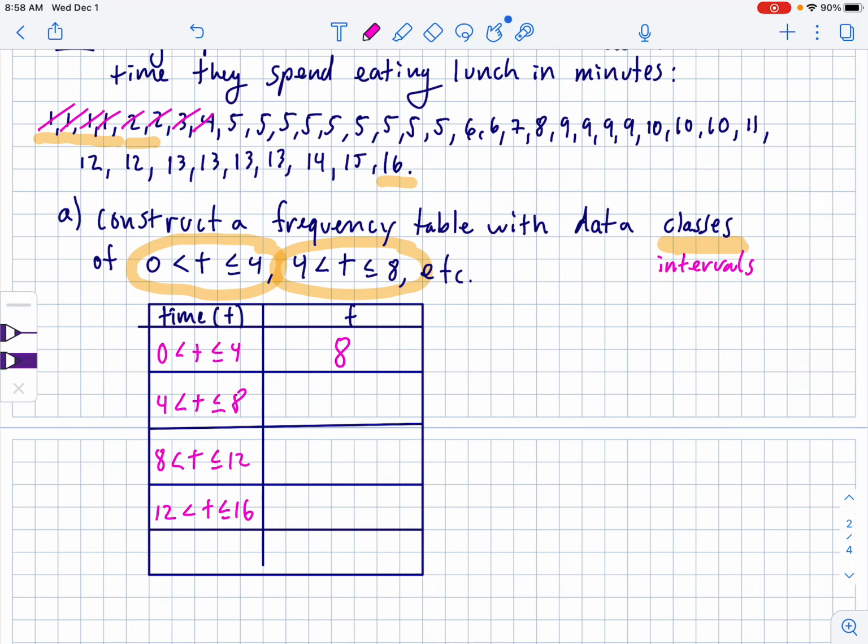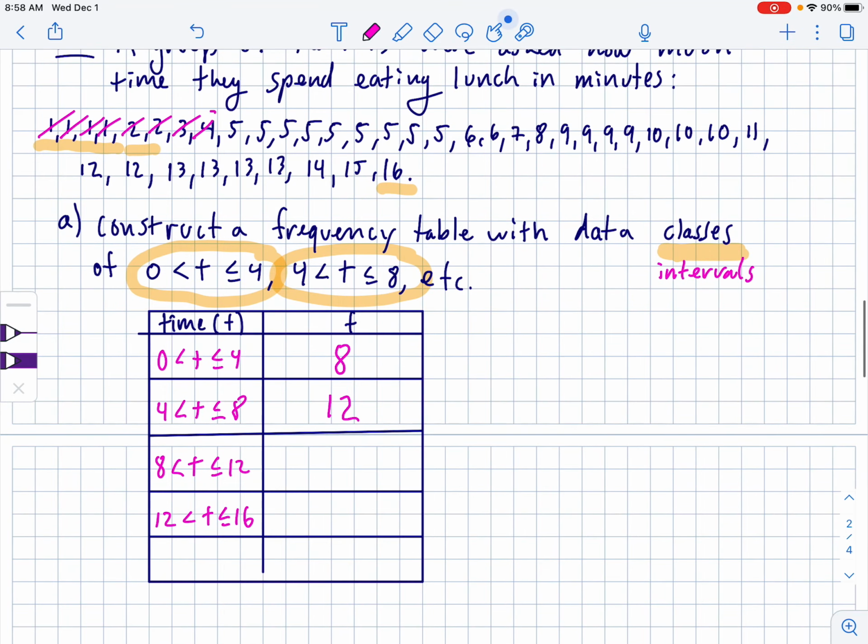So that's our first frequency, is that there are 8 numbers between 0 and 4. Then if you count up all the numbers from 4 to 8, there are 12 of them. Now, you're not including 4. So this guy is in the bottom interval, because there's no "or equal to," means you don't include 4s in there. So there's 12 numbers from 5 all the way up to 8. So that would be all of these guys. 12 of them. The next interval, there's 10, and then the last interval, there's 7.